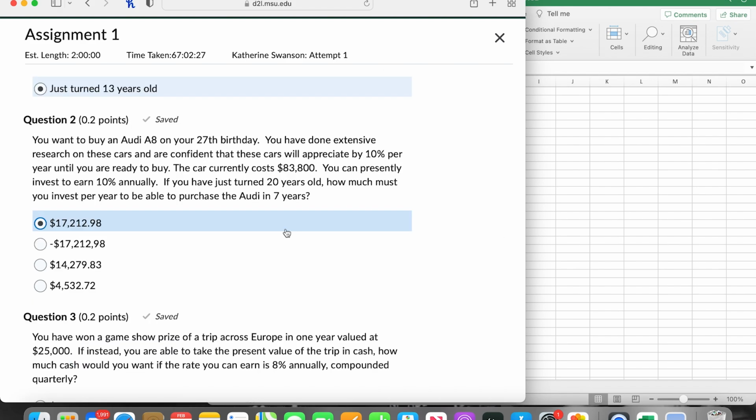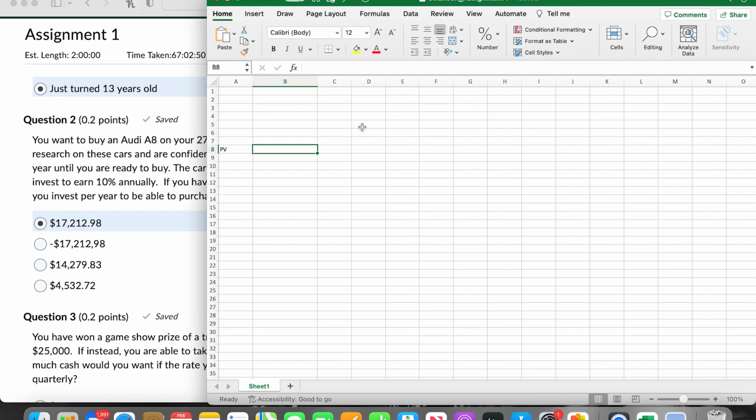Question 2. You want to buy an Audi A8 on your birthday. The car currently costs $83,800 and will appreciate by 10% per year until you're ready to buy. You can invest to earn 10% annually. If you've just turned 20 years old, how much must you invest per year to be able to purchase the Audi in 7 years? So the first step is we're going to be calculating how much will that Audi be when you are ready to purchase it.